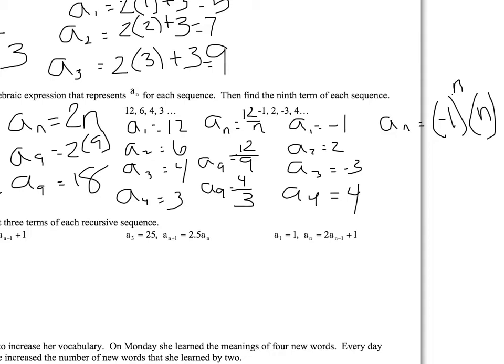Test to make sure it works. -1 to the first is -1 times 1 is -1. -1 squared is 1 times n, which is a 2, equals 2. So this is working out. These types of problems do take a little bit of time to get used to. We will try more of them in class tomorrow.